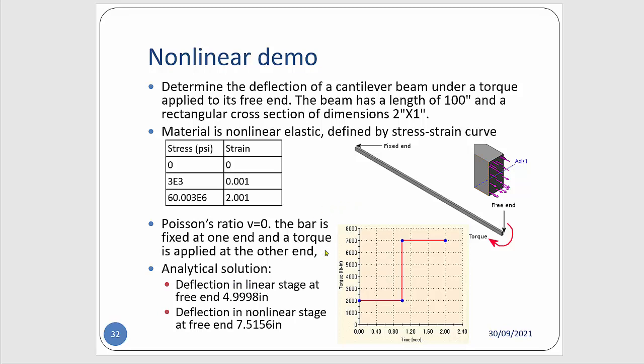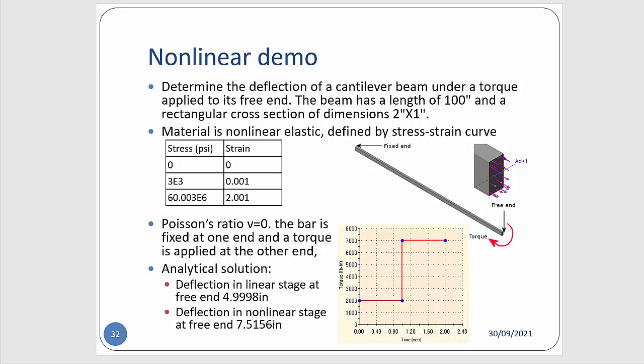the NAFEMS benchmark. The material properties are given here. The stress and strain curve will be defined by this table. The Poisson ratio is defined as 0. The dimensions of this beam are given here. The length is 100 inch, and the cross section is 2 by 1 inch. So this is the description of the problem.